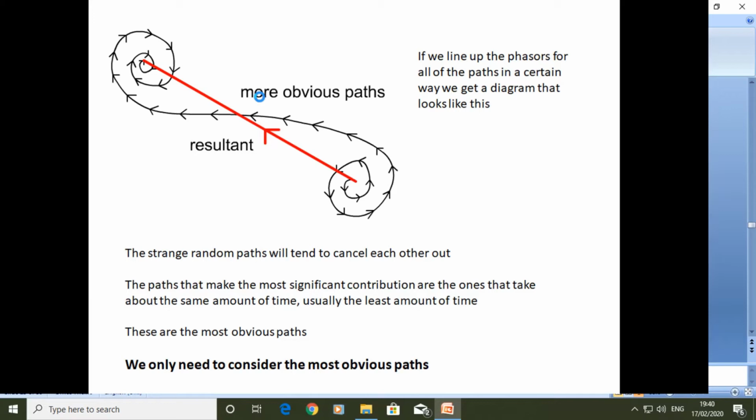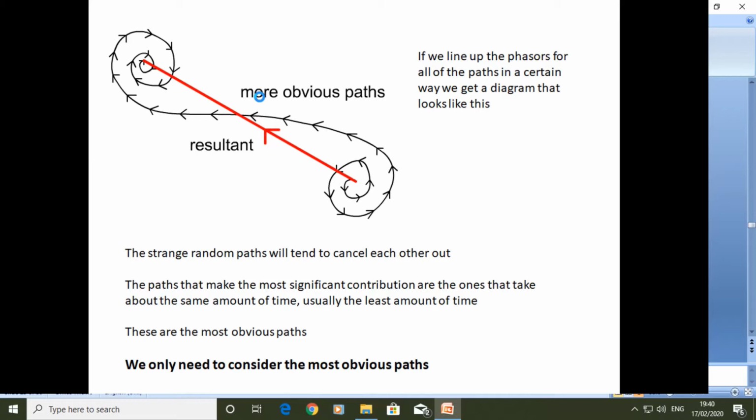If we line up all the phasors for all of the paths in a certain way, we get this diagram, this curly Q diagram, which has the curly bits on the end and a kind of straight bit in the middle. Now, all the arrows in the straight bit, they're the more obvious paths. Those paths tend to take about the same amount of time, so the phasors for those paths tend to point in roughly the same direction.